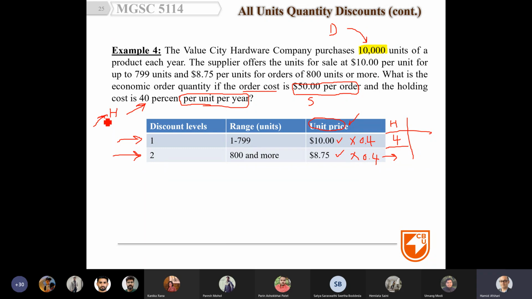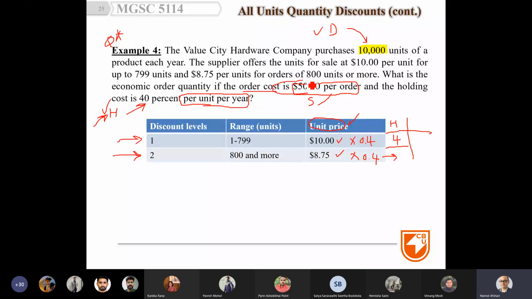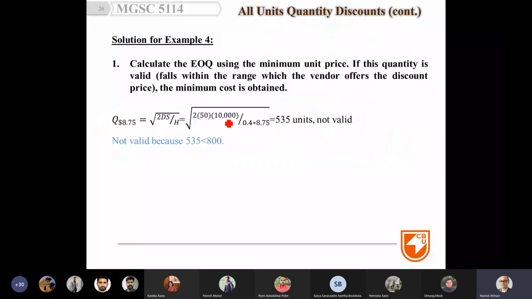Be careful about that. So I have D, I have S, and I have H. Can I calculate Q star? Yes. Because the formula of Q star is the square root of 2 multiplied by D multiplied by S divided by H. I know that S is $50, as represented here, and D is 10,000.